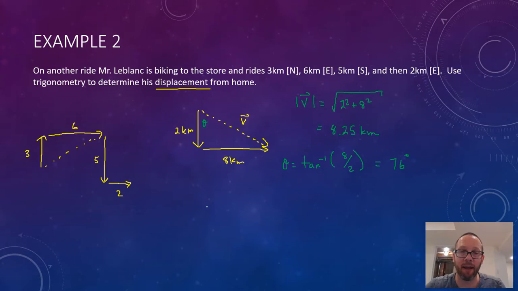And so we can say in this problem that Mr. LeBlanc's net displacement is that he finishes 8.25 kilometers from home. Which direction is he in? This is in the southeasterly direction, south 76 degrees east. Now, if you did this problem drawing it the other way, east and then south, you might have east 14 degrees south, which is okay too. It's the same direction.